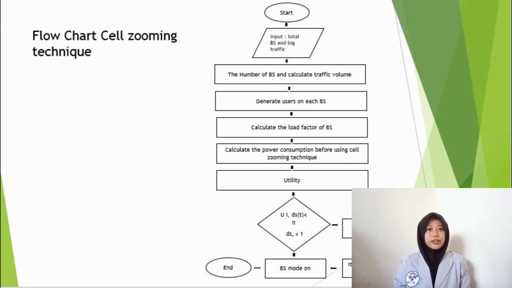Next is the flowchart of the cell zooming technique. First is start and input total base stations and peak traffic, and then process the number of base stations and calculate traffic volume, and then process generate users on each base station, and then process calculate the load factor of the base station, and process calculate the power consumption before using the cell zooming technique, and then process time review and decision. In the decision, there are two conditions. Condition 1 is switch off the base station and process iteration, and the second condition is the base station is mode on.